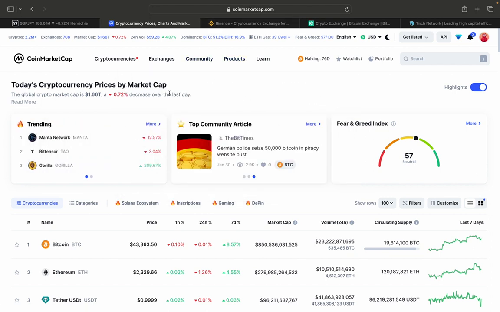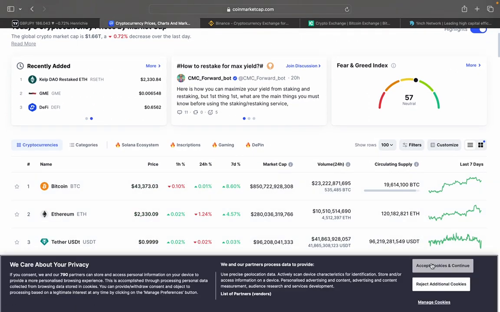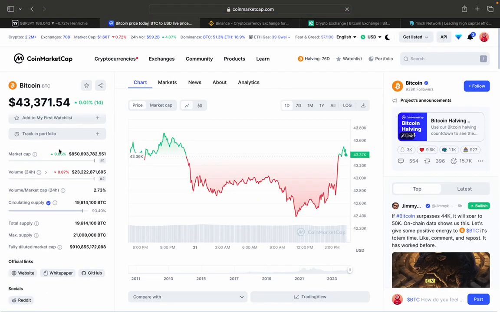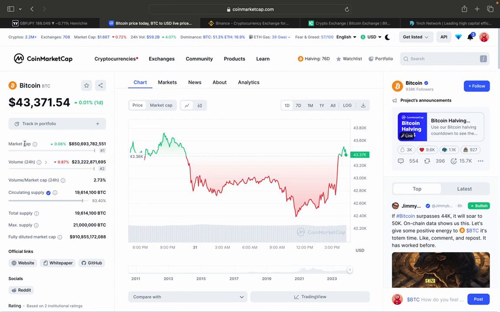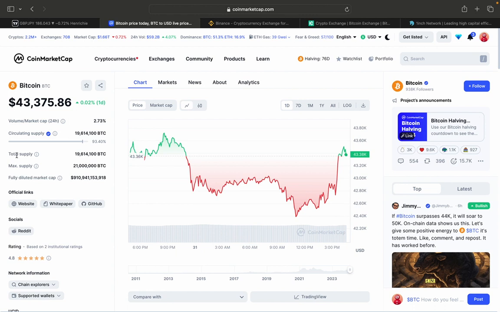This is basically where we check a lot of fundamentals about the crypto, for example, we're looking at Bitcoin right here. And we use this to check the market cap for Bitcoin. So you can see right here, $850 billion. We also use it to check the volume, which is about $23 billion for today. And we also use it to check the circulating supply in Bitcoin as well, which as you can see, about 19.6 million is already in circulation. We also use it to check the total supply and the max supply, which is 21 million.